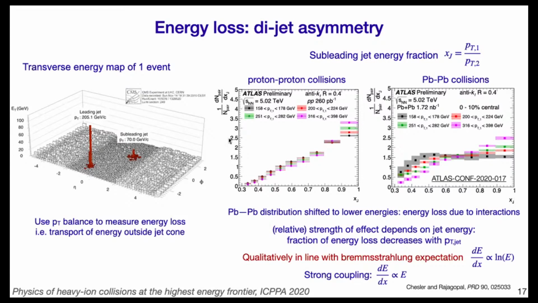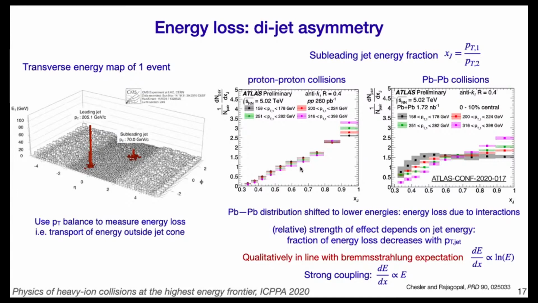And you can see in the middle, where we show the momentum balance in pp collisions, that indeed most of the jets have a momentum ratio, this xj is a ratio of the momenta of the two jets, which is close to 1. And then there is a tail to lower values, which comes from 3-jet events and cases where not all the energy is contained in the reconstruction.